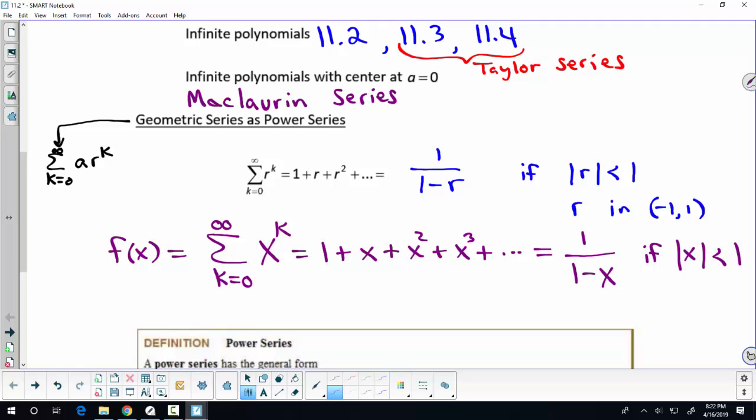a squared over one minus r, or is that? If we had an a here, oh, it would be a over 1 minus x. But what we're saying is, as long as x is in this interval of -1 to 1, the function 1 over 1 minus x is this polynomial.